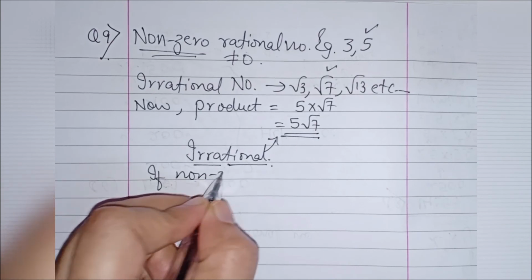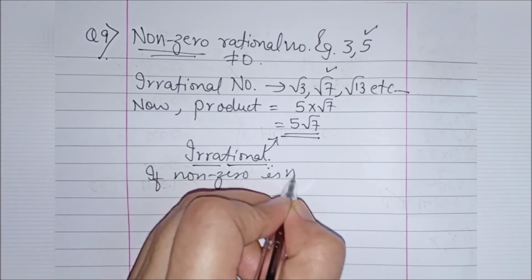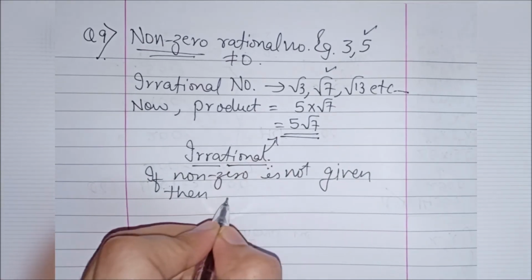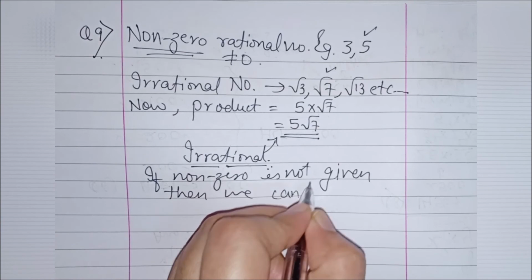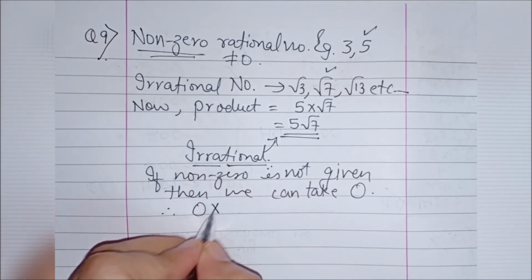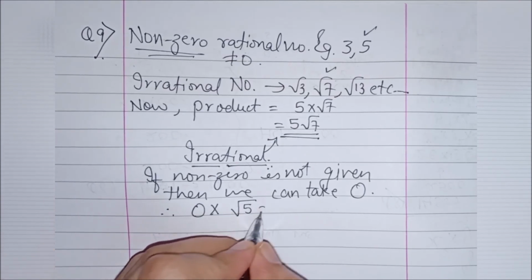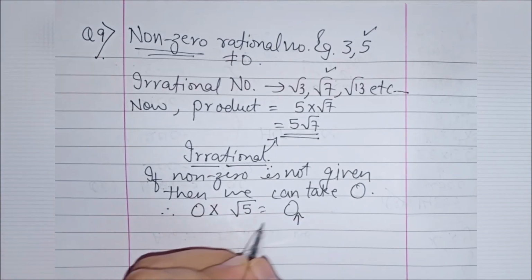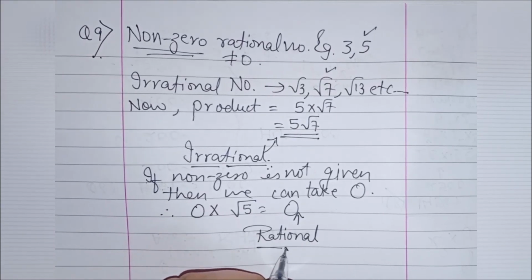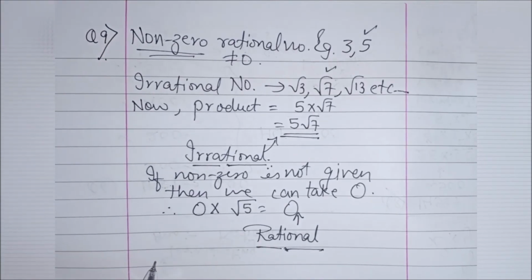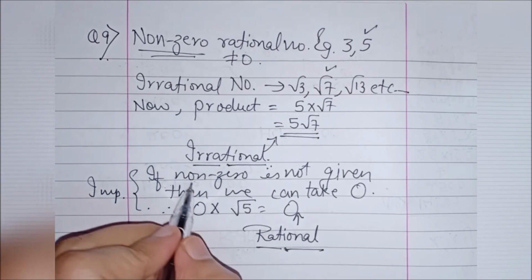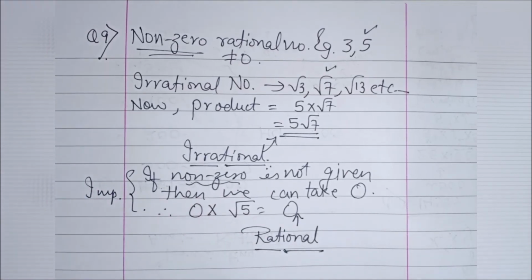Now what if this condition was not given, that it is a non-zero rational number? Then in that case we can also take the number 0, because 0 is a rational number. Now multiply 0 with any of the irrational numbers, say 0 into root 5. What's the answer? It's 0 itself, which is a rational number. So in this case the product is not coming out to be an irrational number but a rational number. So it's important to understand this condition that it's a non-zero rational number.